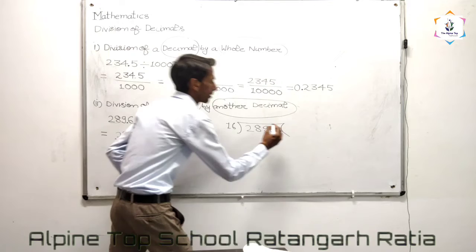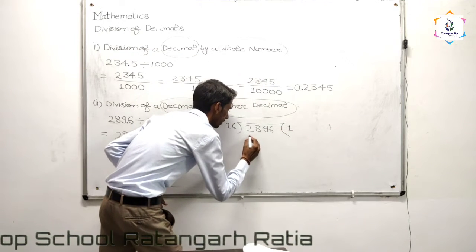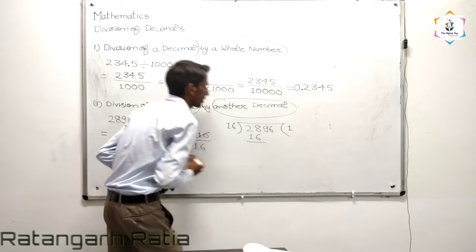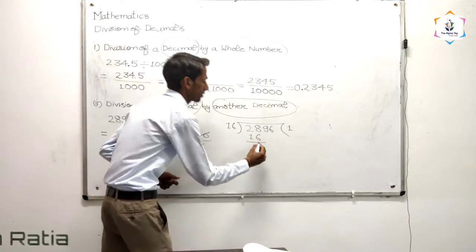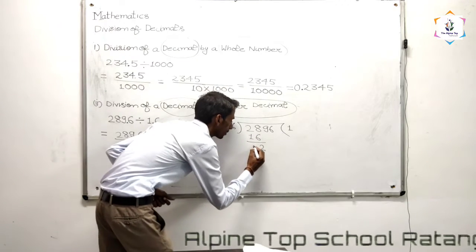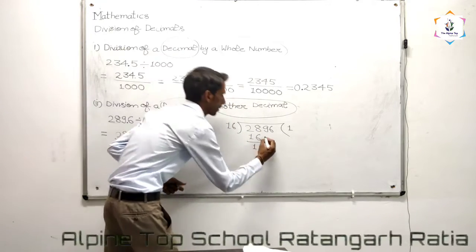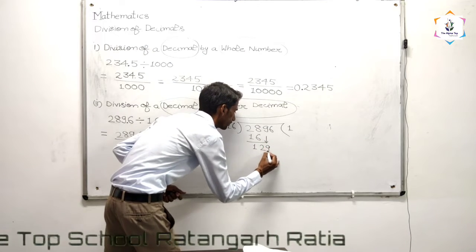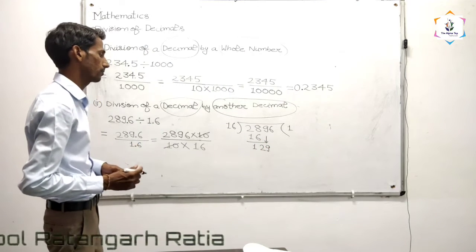Okay students, obviously it was 16, 1 then 16. When you subtract 6 from 8, you will get 2, and when you subtract 1 from 2, you will get 1. 9 comes down. Okay, now we have to check.